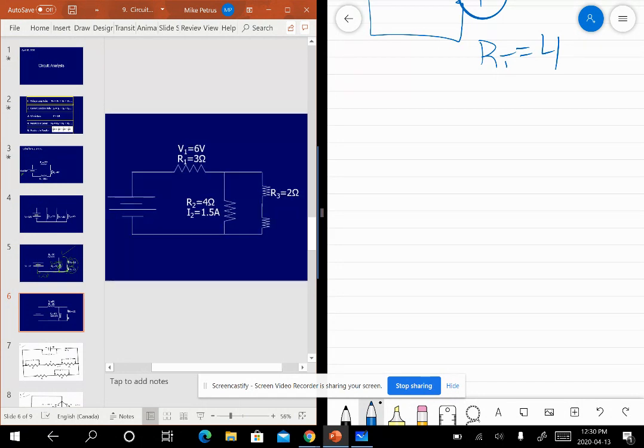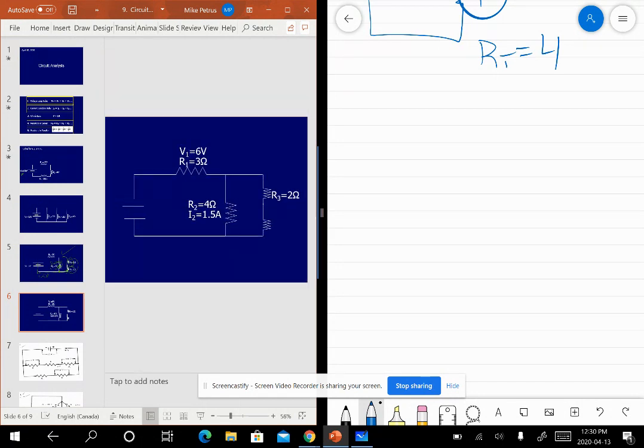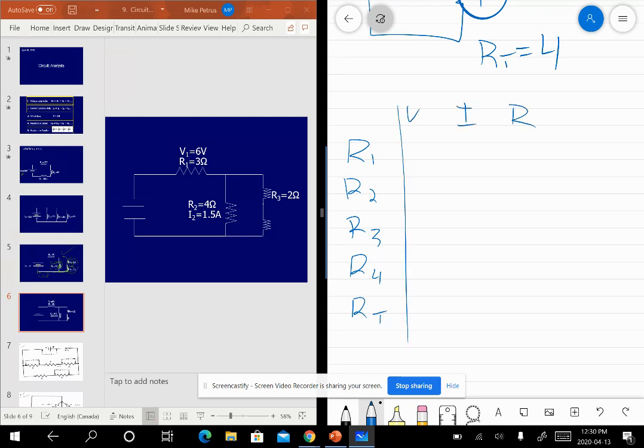We're getting there. We're getting there. This one, again, it's the same diagram, but we know some different things. Some people might think this is easier. Some people might think it's harder. But I've got R1, R2, R3, R4, and the total.